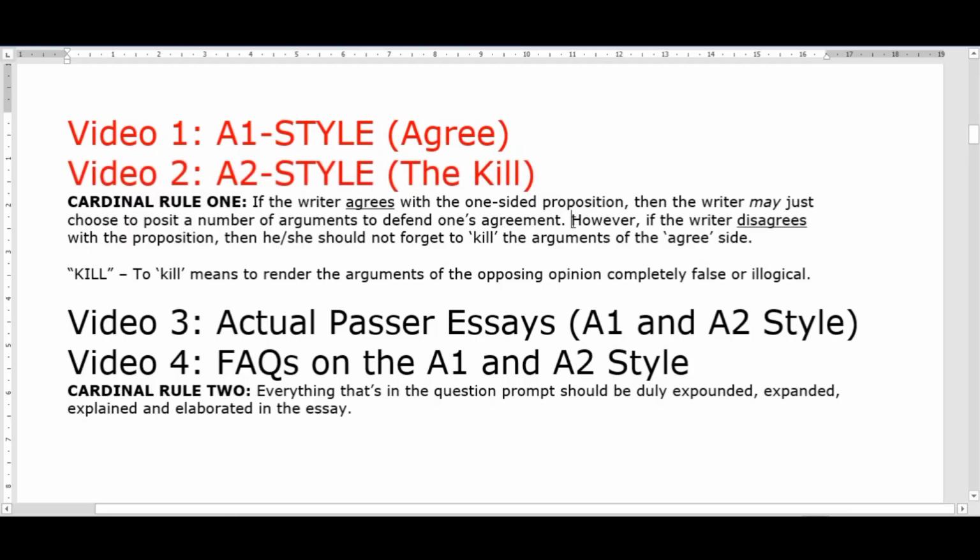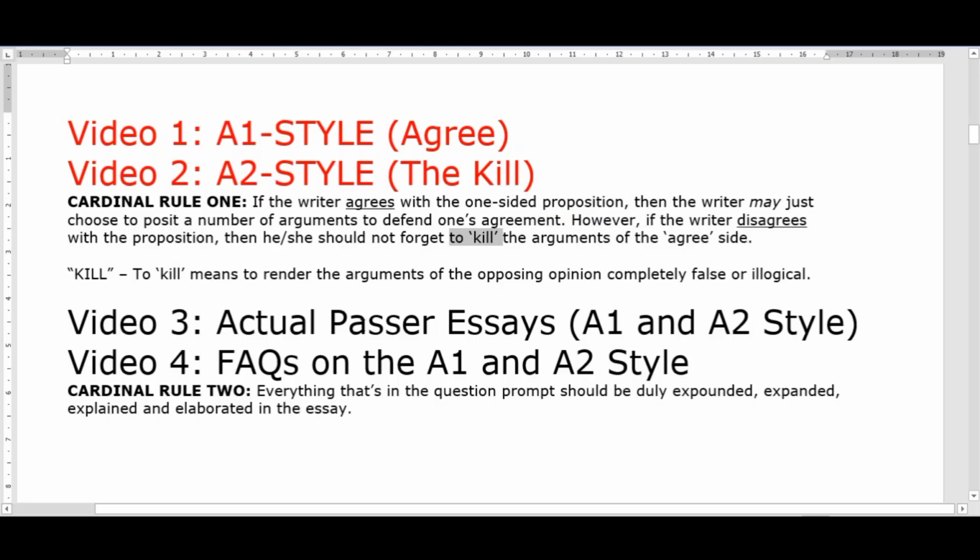which states that if the writer disagrees with the proposition, he or she should not forget to kill the arguments of the agree side. Again, it's a two-step process. You'll have to mention the arguments of the agree side first, and then you follow these arguments with the corresponding kill arguments.